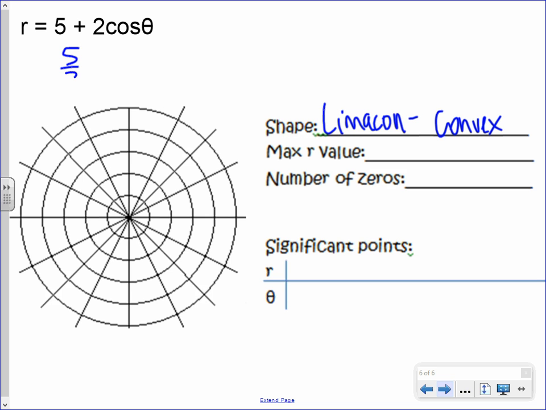Okay, 5 divided by 2 is bigger than or equal to 2. So we have a convex limacon. Max r length, or max r value. Lindsay, what's our max r value? 7. Hey, another odd number for you. Okay, so I'm going to count by 2s again. All right?